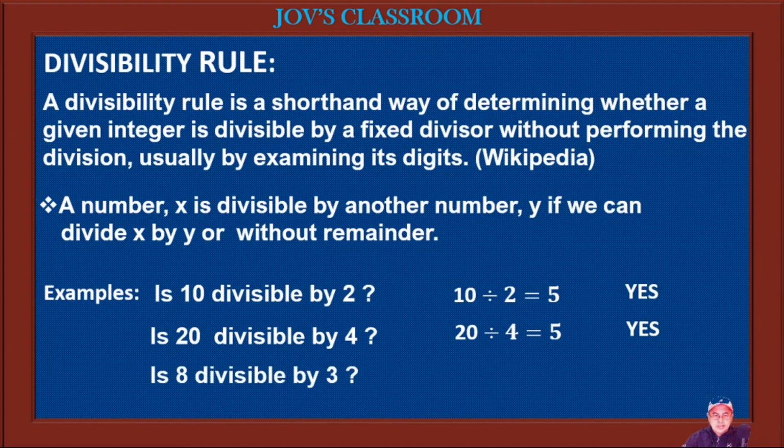What about 8? Is 8 divisible by 3? If you divide 8 by 3, the answer is 2 point something. So that means 8 is not a divisible number. It's not divisible by 3 because it has a remainder. So this is basically the concept of divisibility rule.